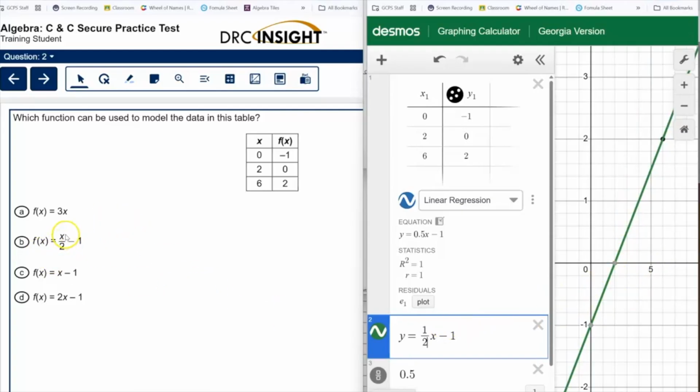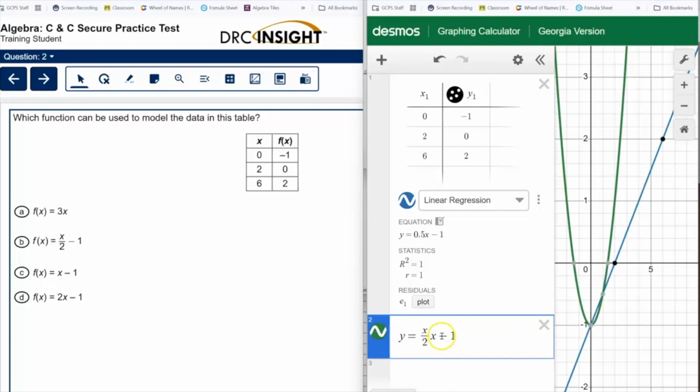And that is the same as saying x divided by 2. But we're not going to even trust that. We're going to actually write it that way. So we're going to see if it works if we write it exactly as the answer. Yes, it does. So that answer is B.